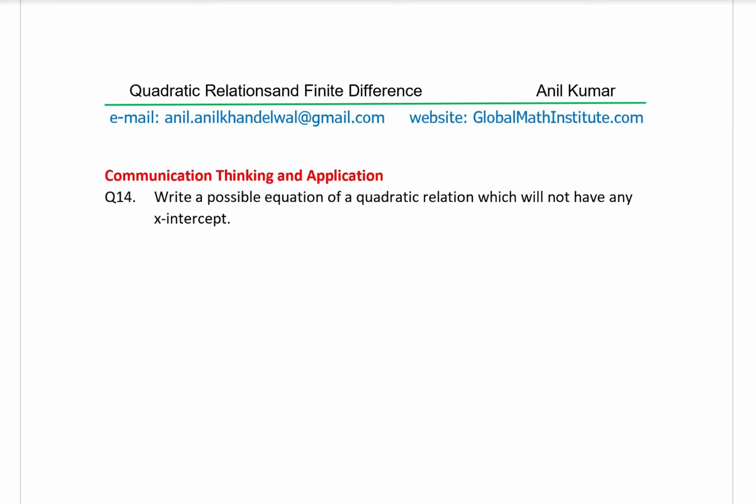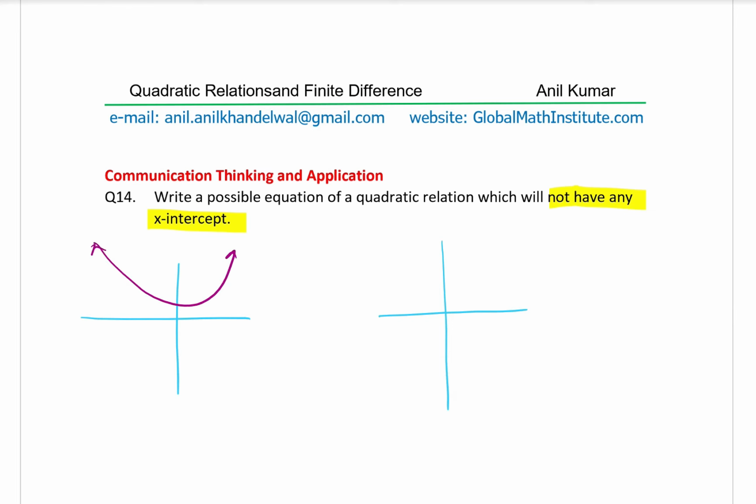And here is the next communication and thinking question for you. Question number 14. Write a possible equation of a quadratic relation which will not have any x-intercept. So I could give you a graph and then I think you can write down the equation. No x-intercept means we could have a graph kind of like this, or we could have a graph like this. In either case, there is no x-intercept.